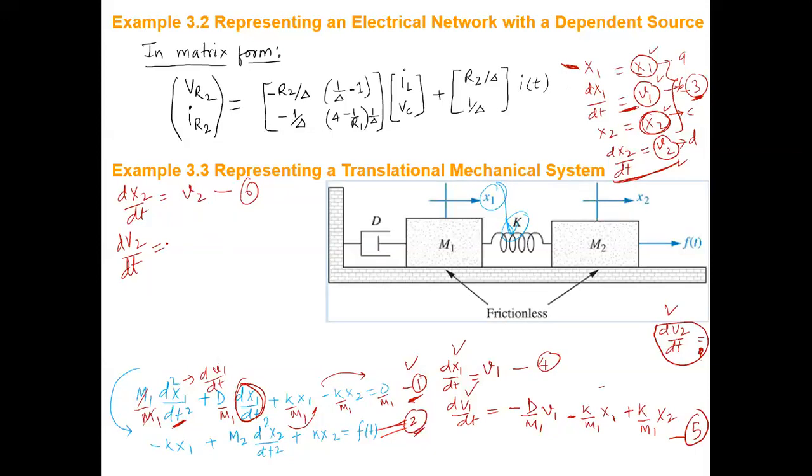you might need to help me here. How do I get it? This guy goes to the right-hand side and becomes plus k over m2 x1, because we are dividing everywhere, left and right, by m2. Then what is the next one? This guy goes to the other side and becomes minus k over m2 x2.